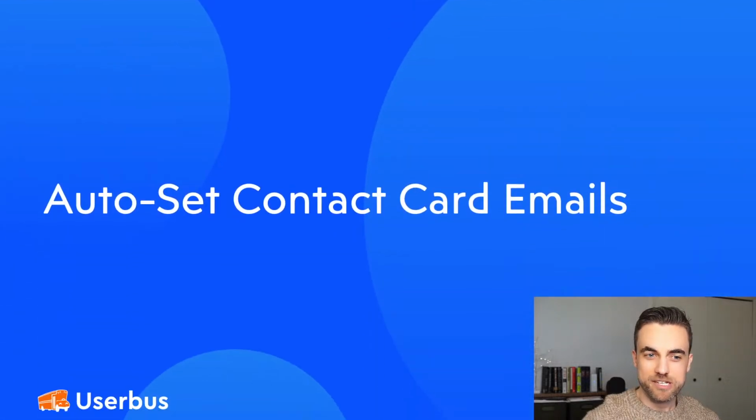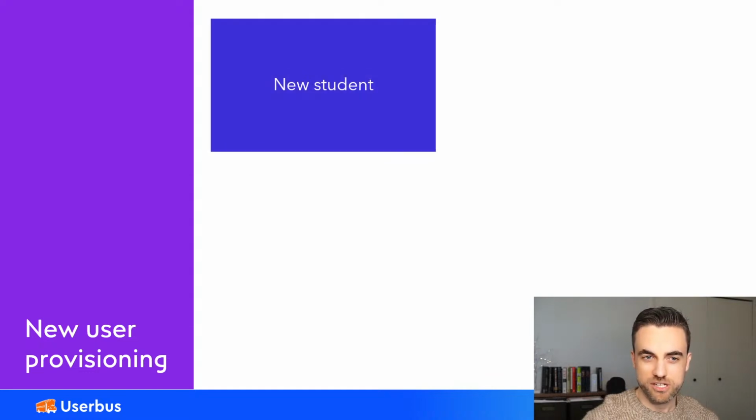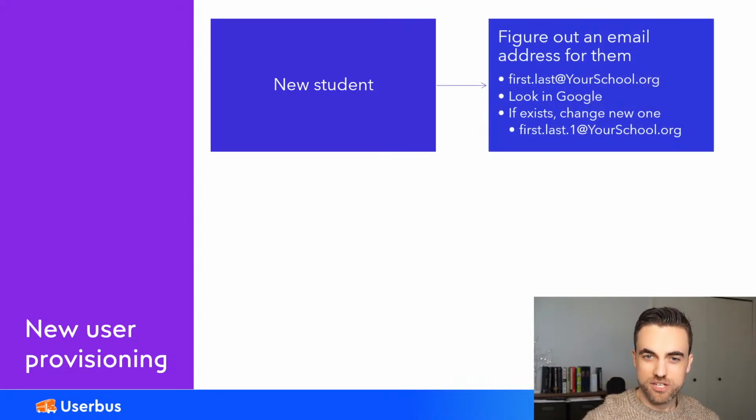Okay, so to the topic at hand, auto-setting contact card emails. Let me explain what I mean by this. A lot of schools, in their new user provisioning process, have some steps like this. A new student comes into the school, and the student doesn't have an email address with the school yet, right? So they have to come up with an email address for the student. Somebody may go out to Google and look at the email addresses in Google and say our usual naming convention is first.last at our domain.